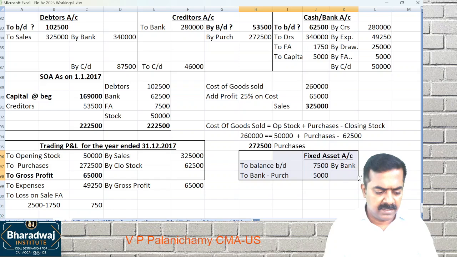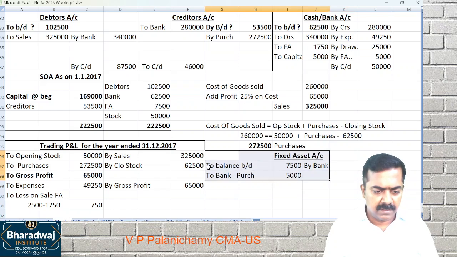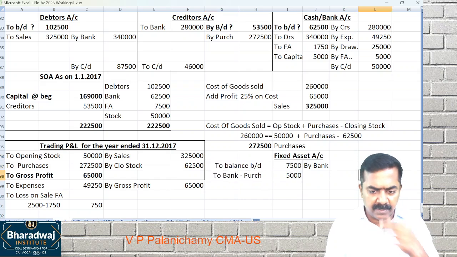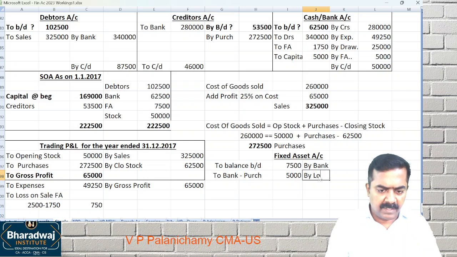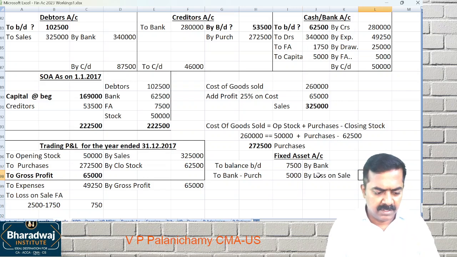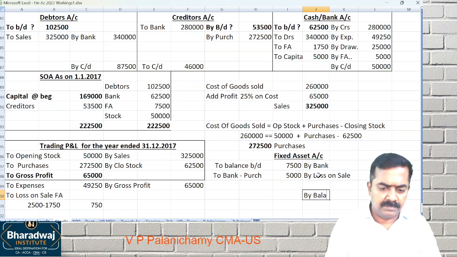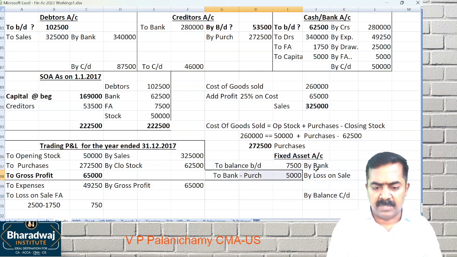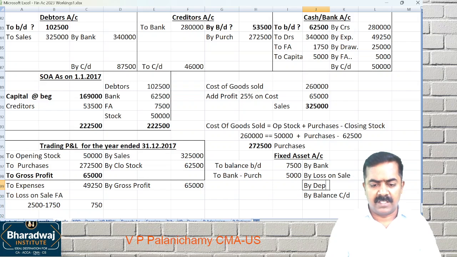By bank, sale of fixed asset, how much is given? 1,750. By loss on sale, by bank we sold for 1,750. By loss on sale of fixed asset, how much? 750. We are given the balance carried down in the question. It should tally, right? Opening balance plus purchases minus sold should tally. If it is not tallying, take depreciation as the balancing figure.